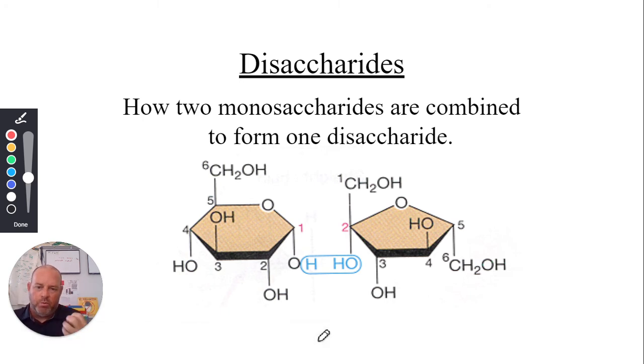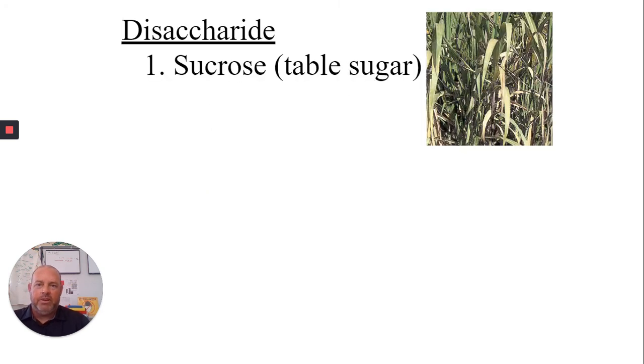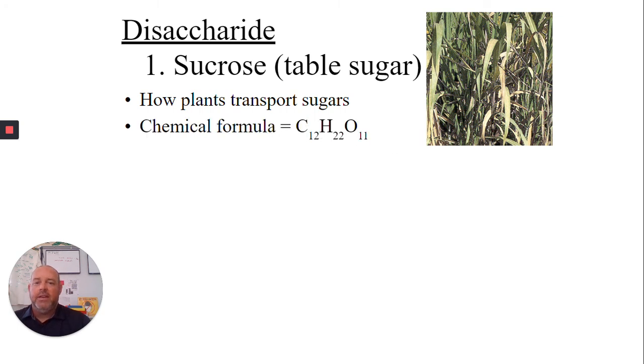So if you look at the formula, why are these numbers what they are? 12, 22, and 11. If you think, glucose and fructose are both C6H12O6, right? So 6-12-6, if you have 2 of those, shouldn't it be 12, 24, and 12? If you just double it and you put them together?